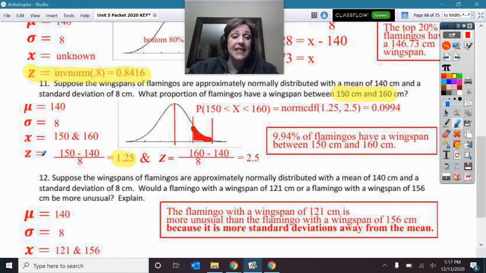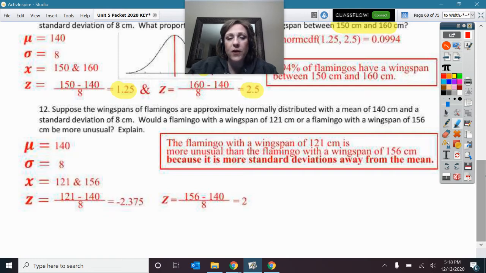See, notice it's z equals this and z equals that. Don't forget, you have to put z equals, or else you won't get credit for demonstrating a normal model. Or you could draw a picture. If you drew this picture here, then that demonstrates the normal model. All right, and so then to get the area between those two locations, I use normalcdf to get that cumulative area. So that's about 9.94% of flamingos have that wingspan between 150 and 160.